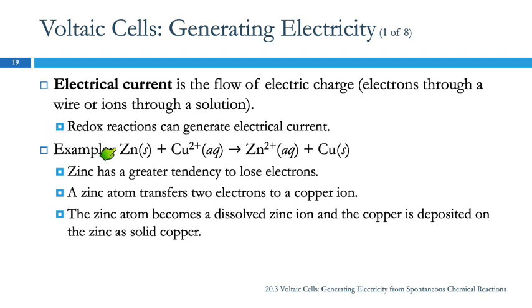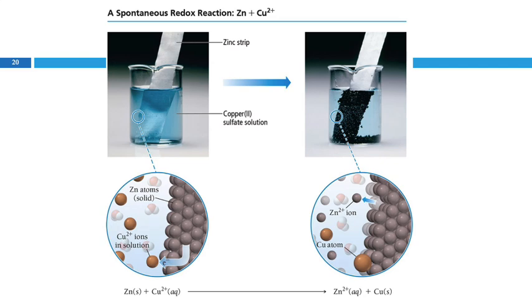If we look at zinc metal and copper 2 ions, zinc has a greater tendency to lose electrons, and so the zinc atom will transfer 2 electrons to the copper ion. The zinc becomes dissolved zinc ion, and the dissolved copper gets deposited on whatever the electrode is. Here it would be zinc as solid copper. And here is an illustration and a picture of this happening.